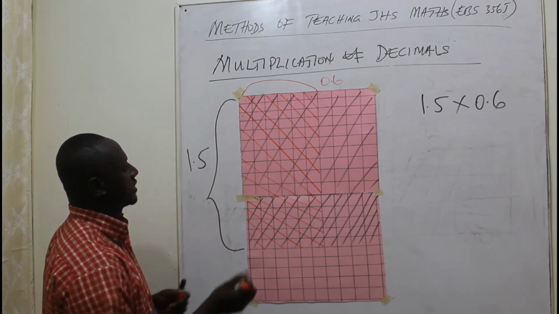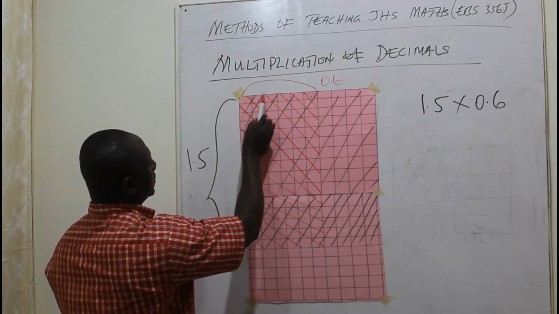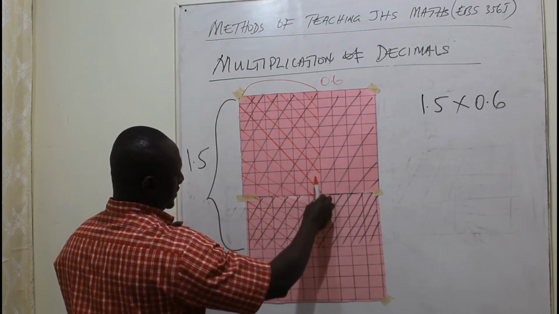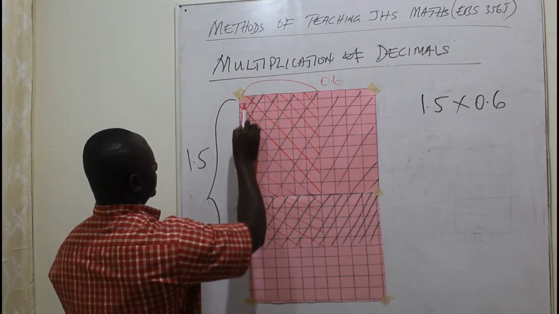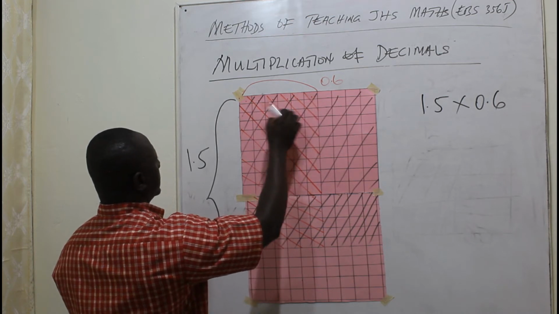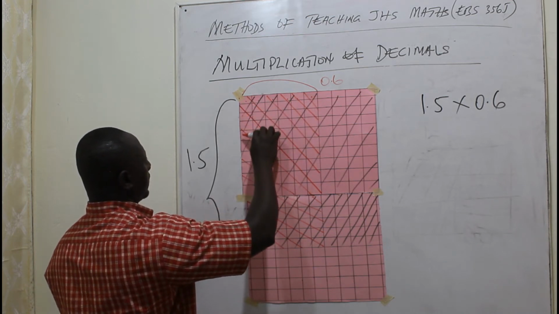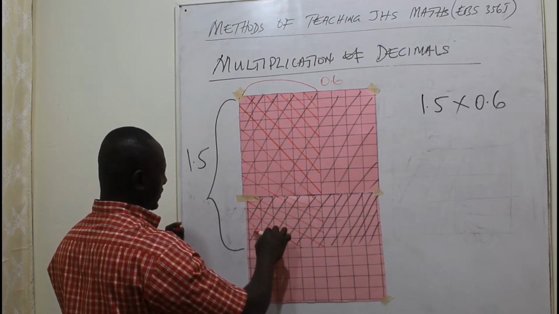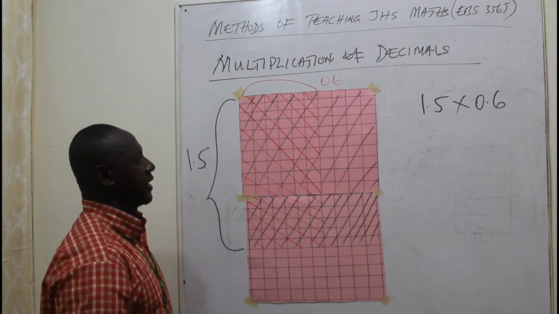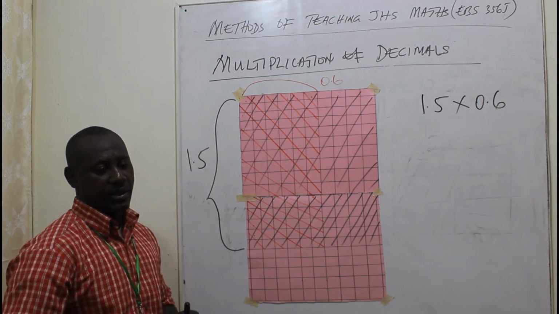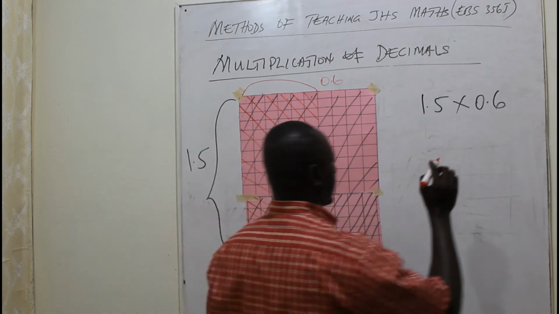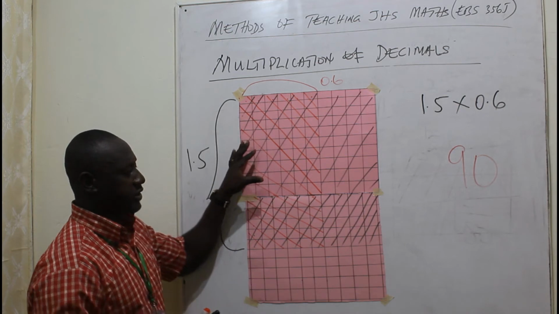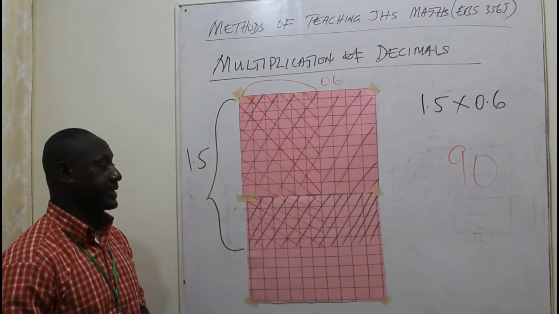It means the double shaded portions will be 1, 2, 3, 4, 5, 6, all this place. Then we count 1, 2, 3, 4, 5, 6, 7, 8, 9, 10, 11, 12, 13, 14, 15. And so we have 6 times 15. And what is 6 times 15? That is going to give you 90. So the double shaded portion there is giving you 90.